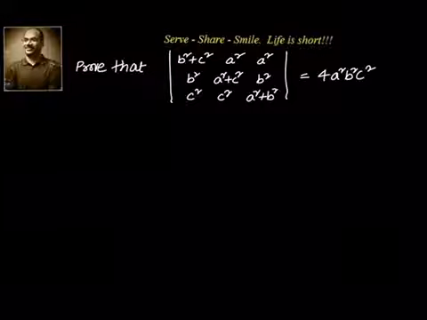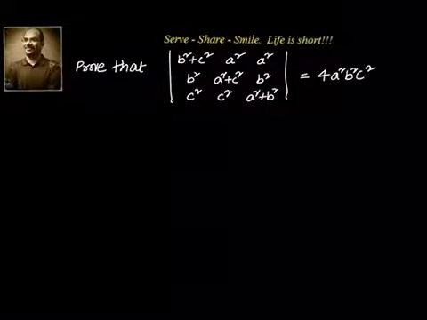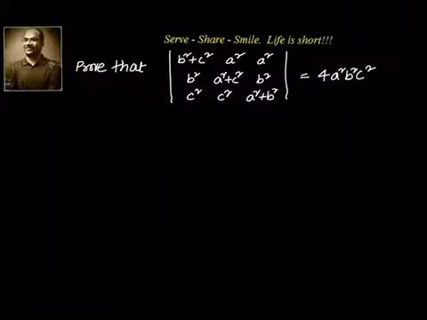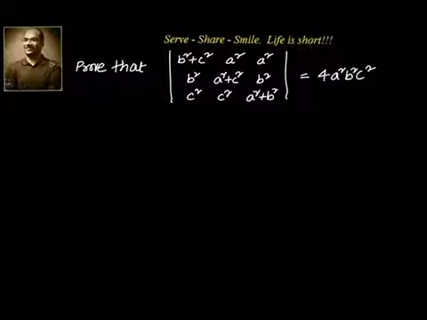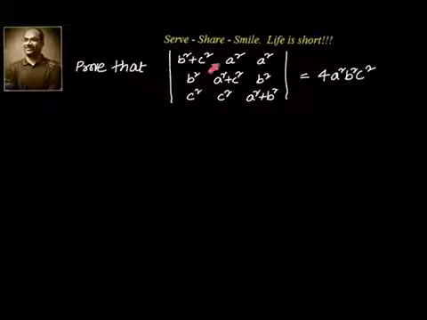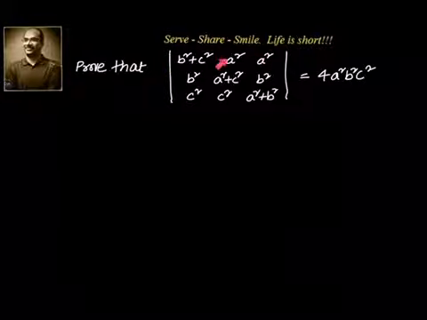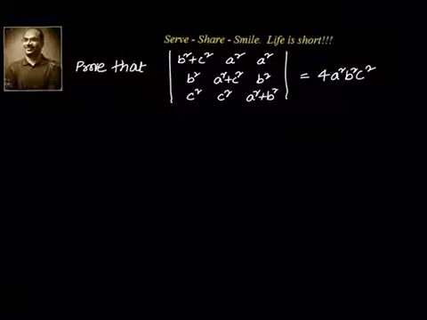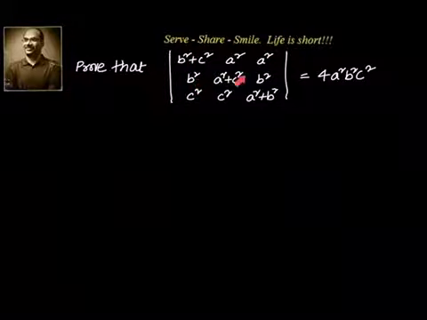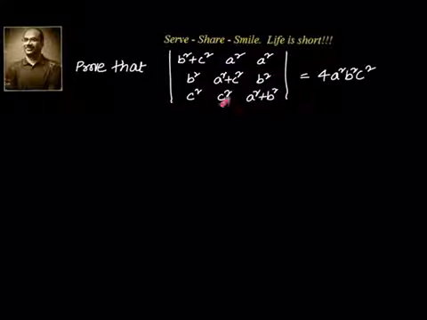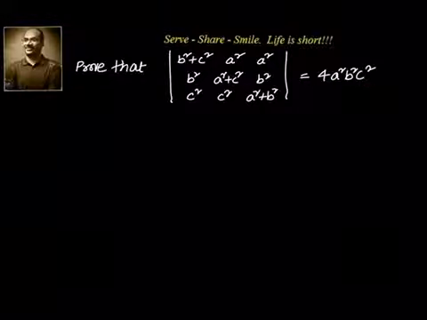Let us look at this problem related to determinants. We have to prove that the determinant of this matrix with the elements b square plus c square, a square, b square, a square plus c square, b square, c square, a square plus b square equals 4 into a square, b square, c square.